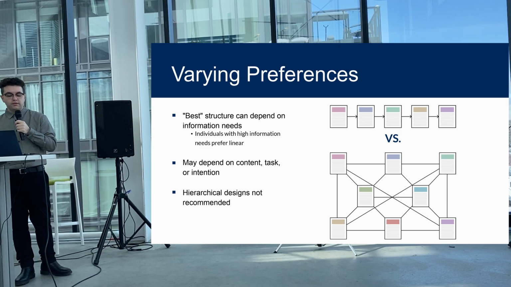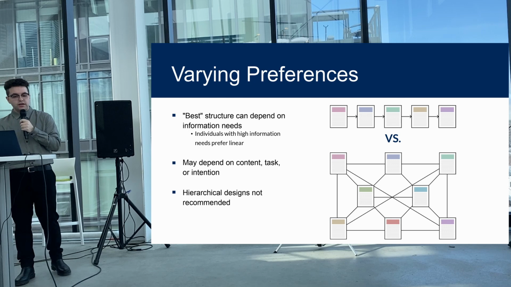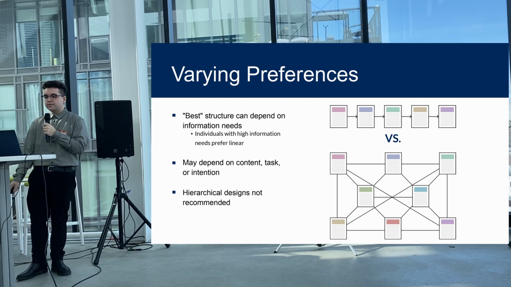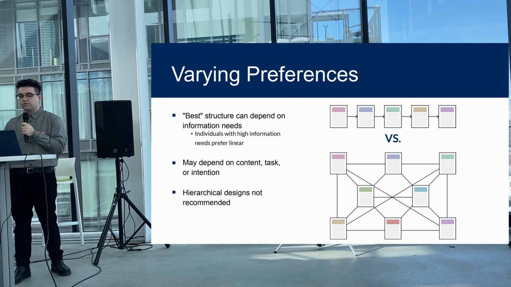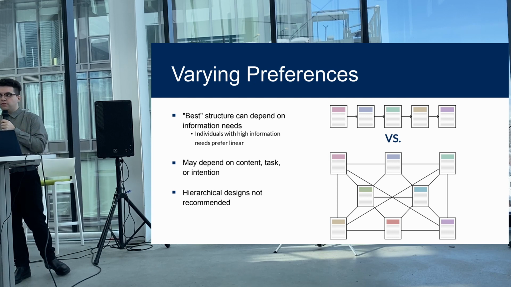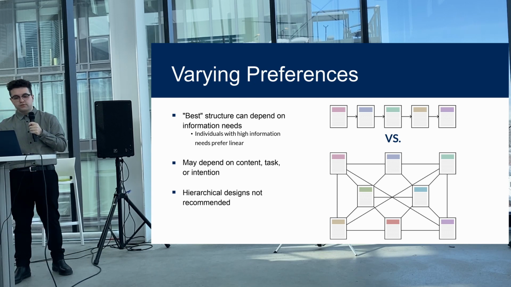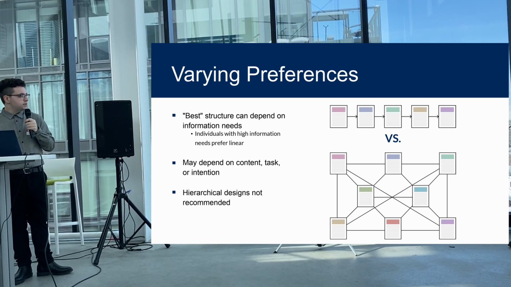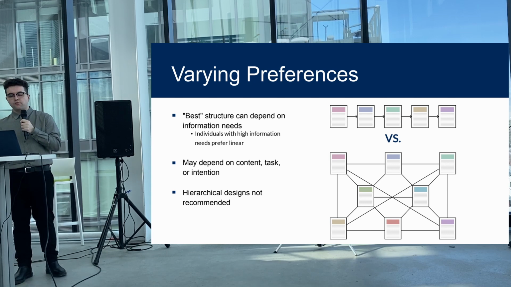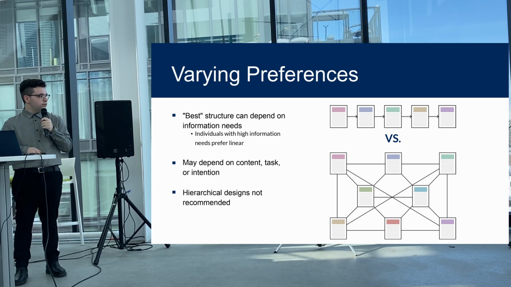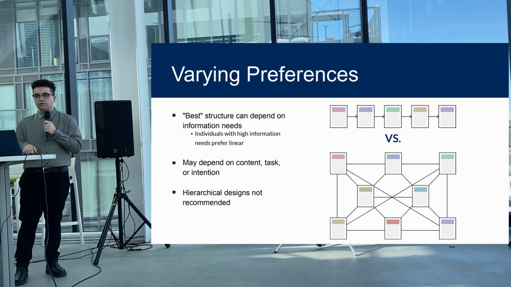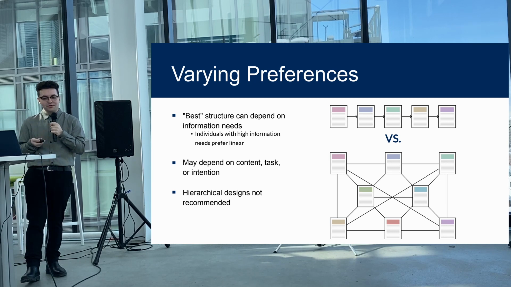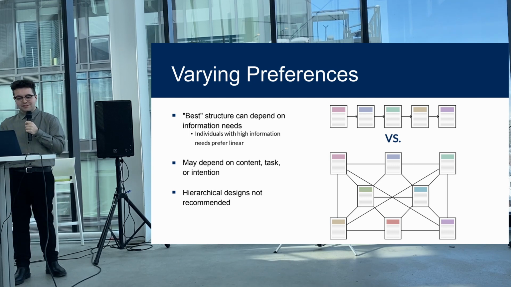And additionally, information needs or some of these preferences can also change depending on the content on a website or application, the task they're trying to do, or their intention with a particular website or app. Is it their first time going there, or is it maybe the fifth time? And last, most of this research still supports that hierarchical designs just don't perform the best for older adults. And so, as practitioners, what can you do with this information now that I've just said that it depends?